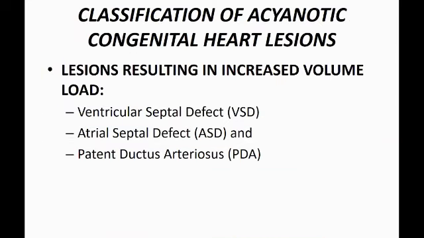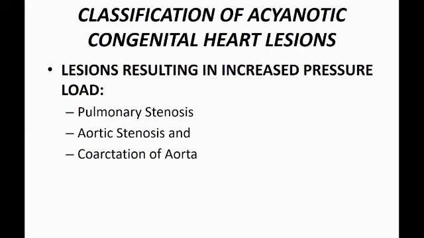Now we will talk about classification of acyanotic congenital heart diseases. We can classify acyanotic congenital heart lesions into the lesions which result in increased volume overload. That is, there is shunting of blood, mostly from left to right side of the heart, and these defects include ventricular septal defect or VSD, atrial septal defect or ASD, and PDA, that is patent ductus arteriosus. Now, there are also acyanotic heart lesions which result in increased pressure overload. These include pulmonary stenosis, aortic stenosis, and coarctation of aorta.